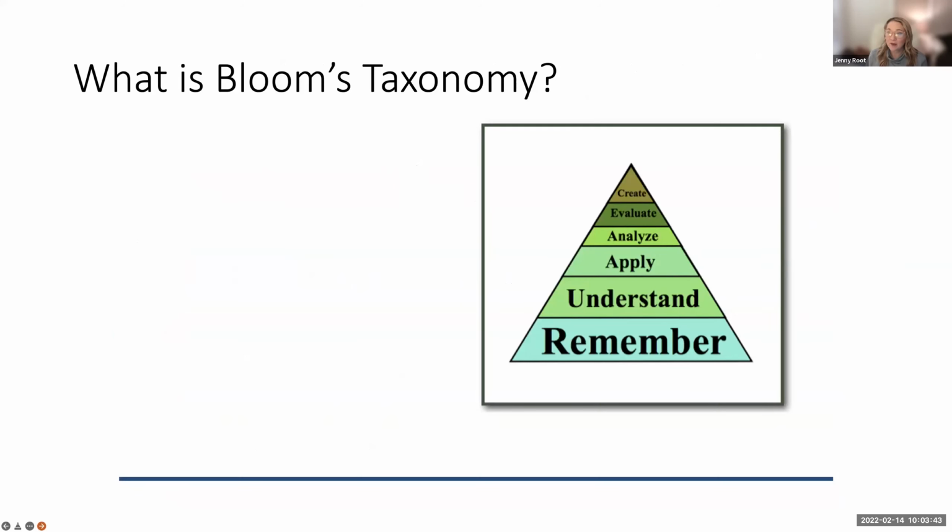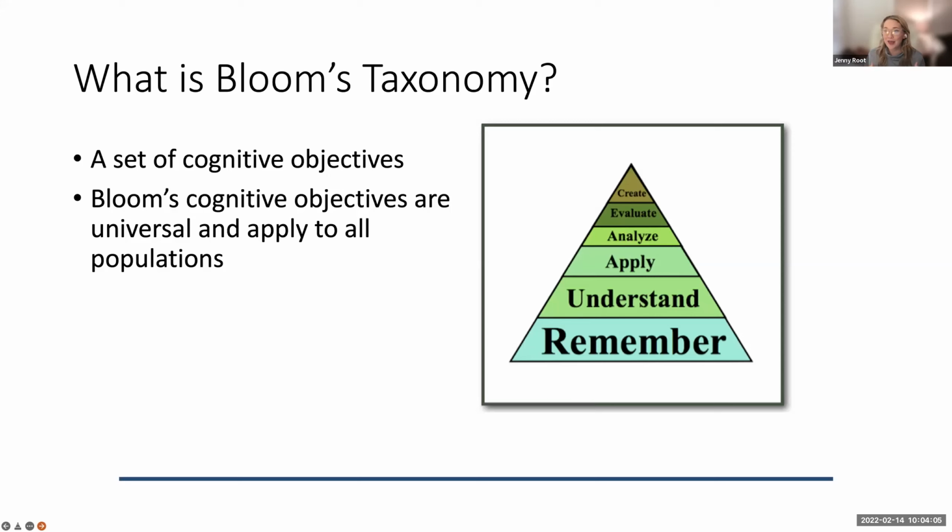So I want to begin with talking about Bloom's taxonomy. This may be familiar to some, it might be a new concept to others. Bloom's taxonomy is a set of cognitive objectives. It's a way of creating a hierarchy of complexity as far as cognitive complexity of questions. So cognitive objectives are universal and they can apply to all populations. So they can apply to whether we're working with preschoolers, with middle and high schoolers, with undergraduates, with graduate students.